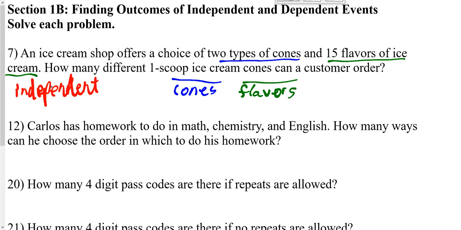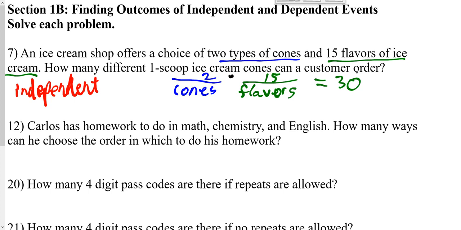So to figure out the number of ways, then all we have to do is go ahead and multiply how many types of cones we have, which is 2, by the number of flavors, which is 15, and we multiply across and we get 30 different options.